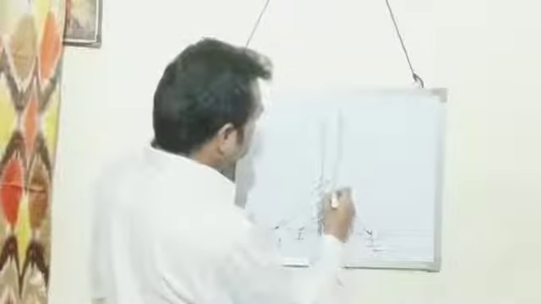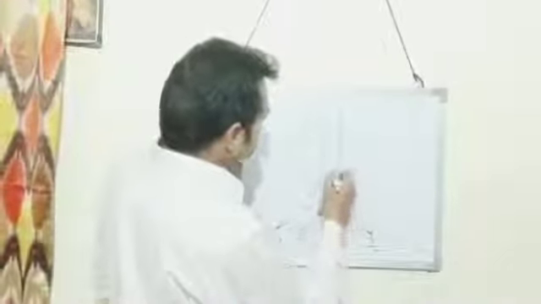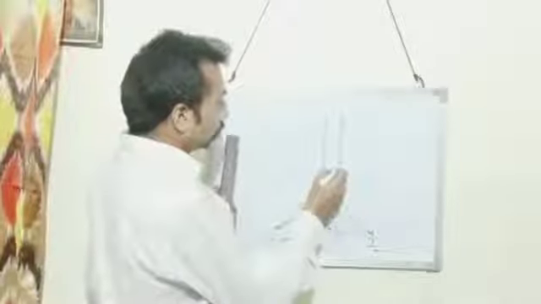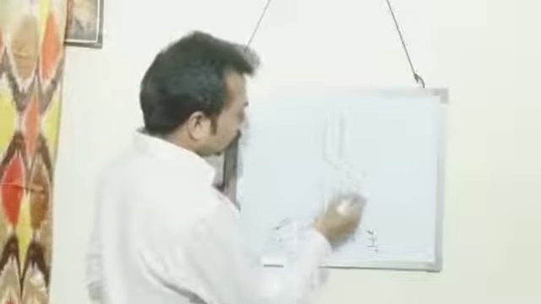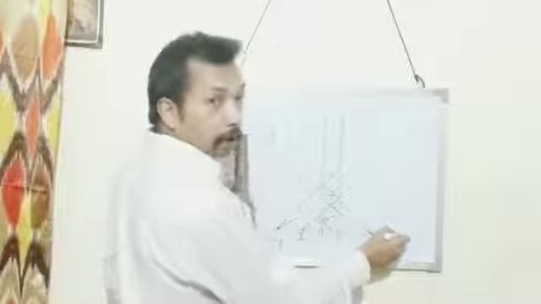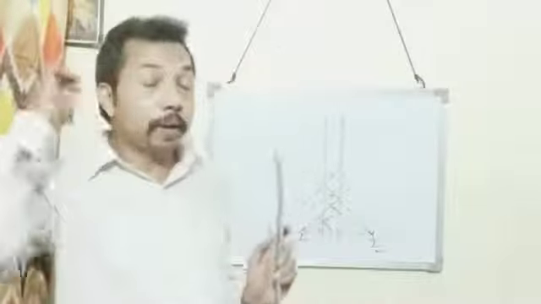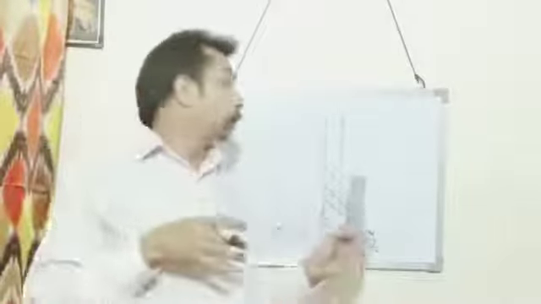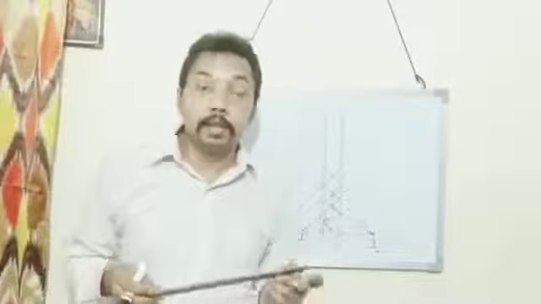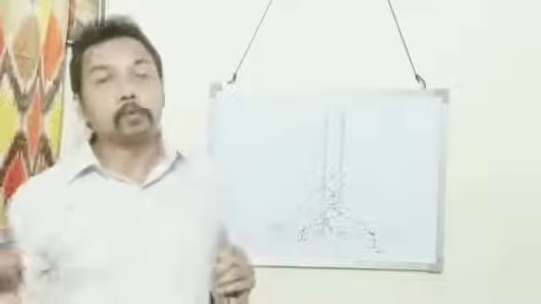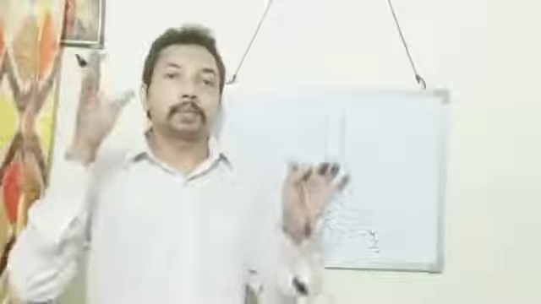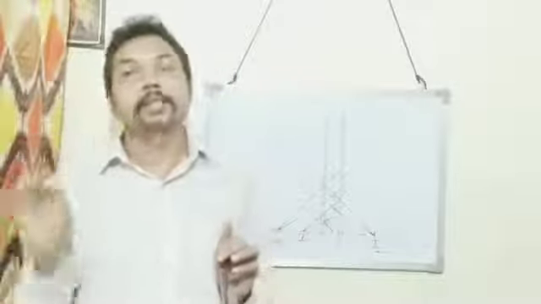This way, multiple reflection will take place, and this will be reflected here. Then on producing backward, we will get the next image, and so on. This way, a number of images are formed. This is the ray diagram showing the multiple images formed when two mirrors are kept parallel to each other.